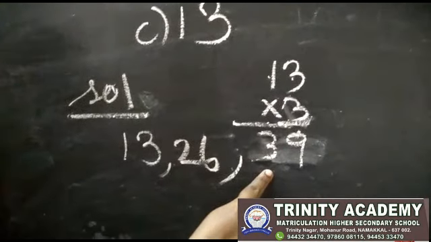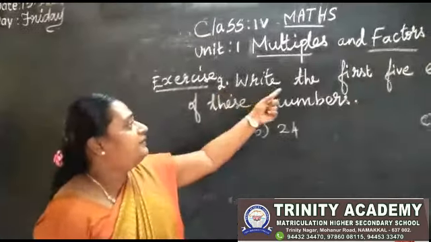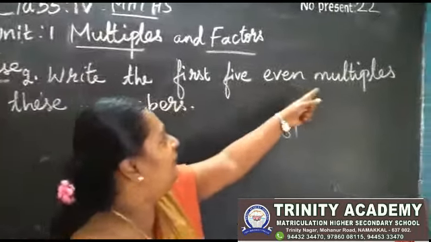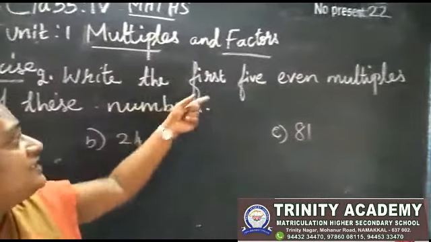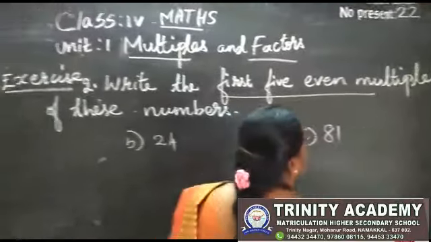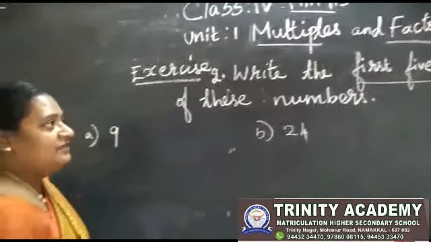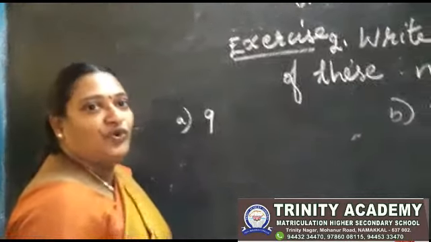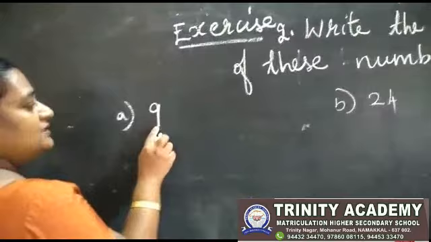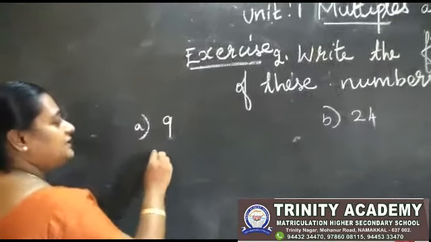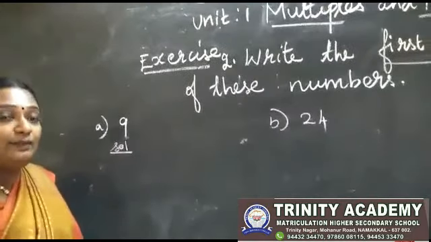Let us see the next sum. Next is the second sum, children. Write the first 5 even multiples of these numbers. Even multiples of the given number. So what is an even number? 2, 4, 6, 8, 0, isn't it? These are even numbers. So consider the first question A. It is 9. You have to write the first 5 even multiples.